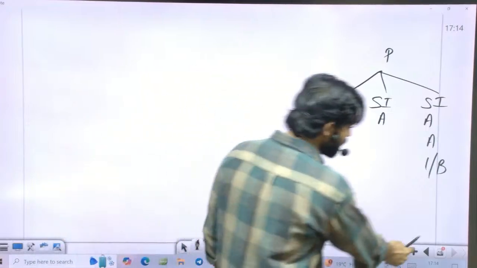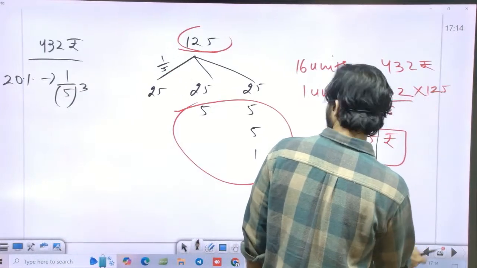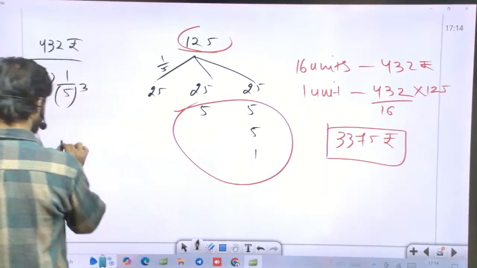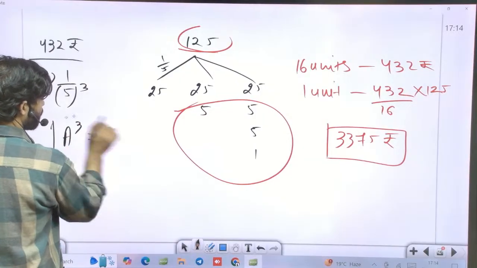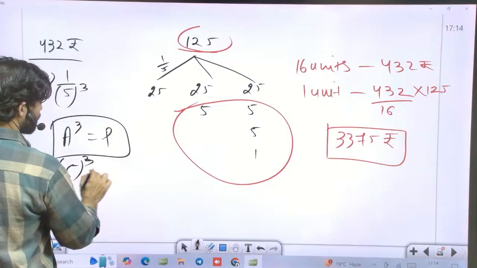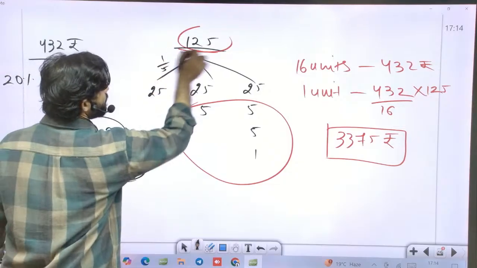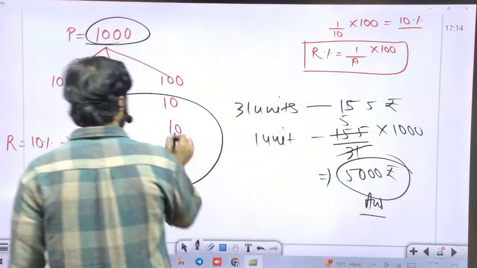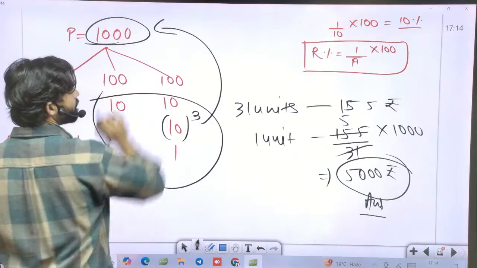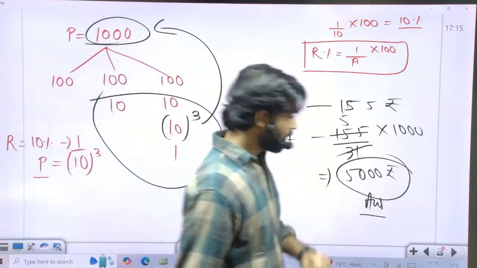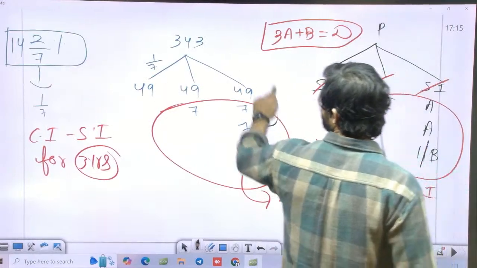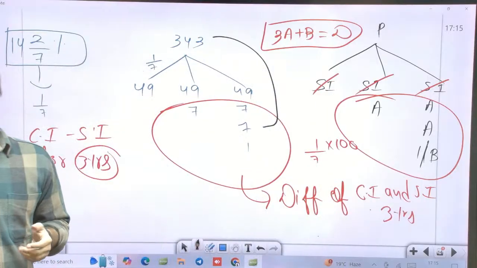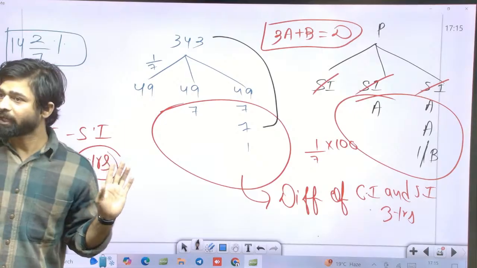So let's learn this one. Any of the charts you can take. Look, this value is A. If I cube this A, I will get what? Principal. Because the cube of 5 is 125, and we have principal as 125. Let's check whether it is happening in every chart. The cube of 10 is 1000. So A cube is principal. Look at other charts. The cube of 7 is 343. So A cube is nothing but equal to principal, every time.